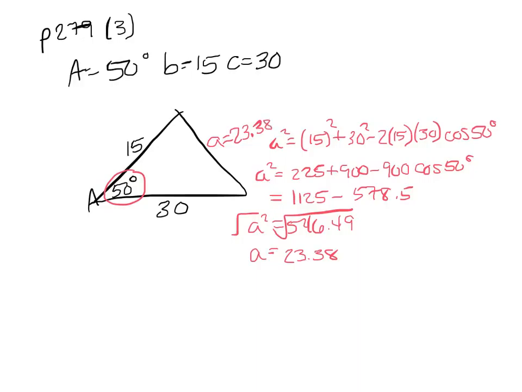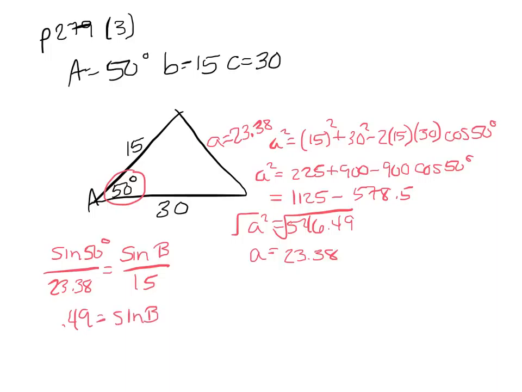Okay, now that you have that, we can go back to the law of sines. So we can do the sine of 50 degrees over 23.38 equals, and then let's just do sine of b over 15. And then we can cross multiply. And we should get that 0.49 equals the sine of b. And then do the inverse. And we get that b is 29.44 degrees.